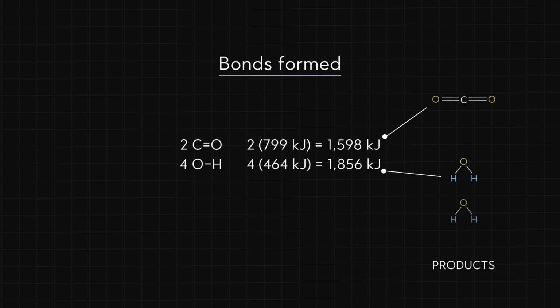When the product molecules are formed, 2 moles of carbon-oxygen double bonds and 4 moles of oxygen-hydrogen single bonds are formed. The energy given off is therefore 1,598 kilojoules plus 1,856 kilojoules for a total of 3,454 kilojoules.